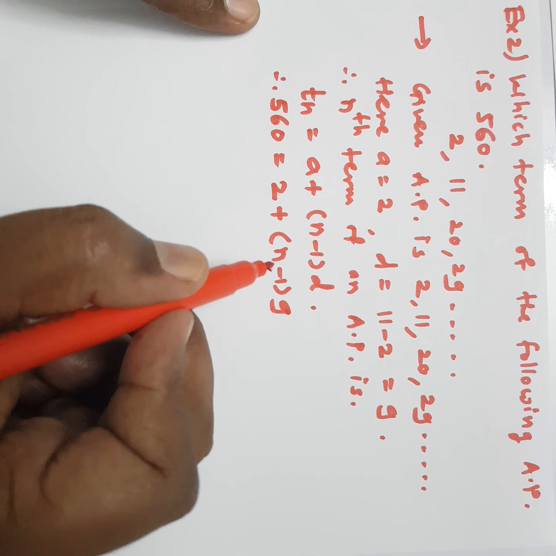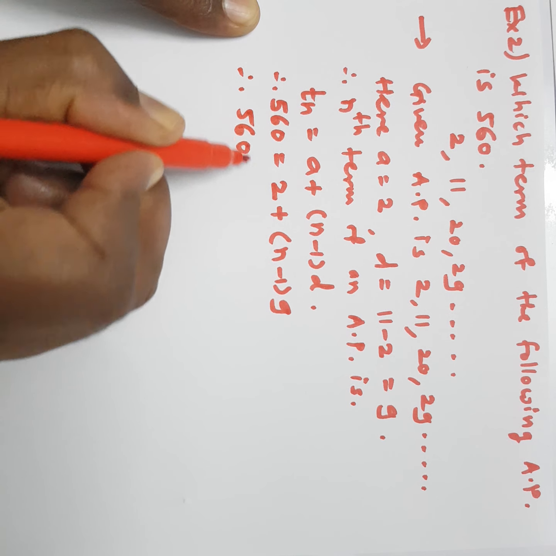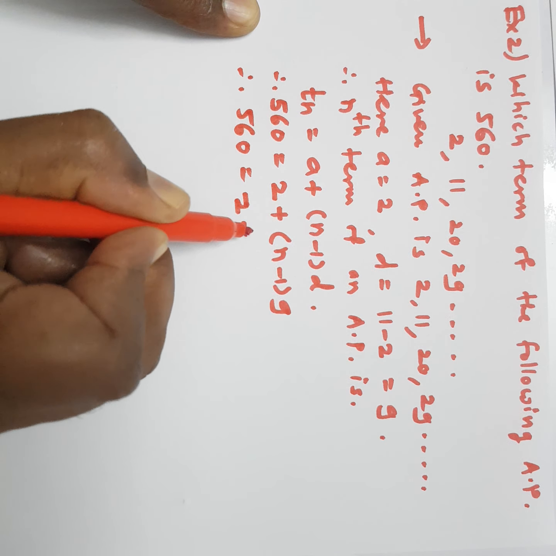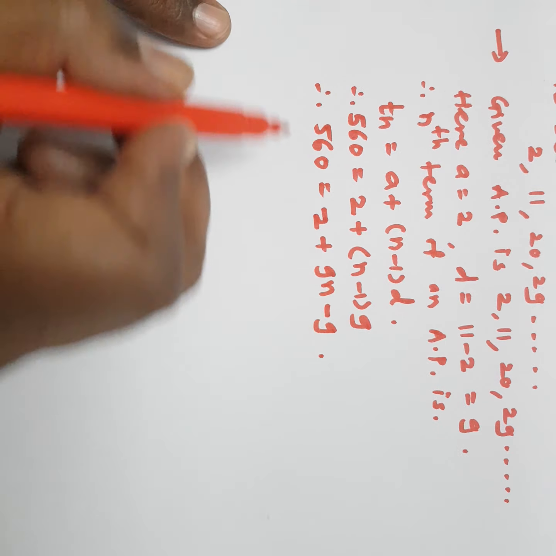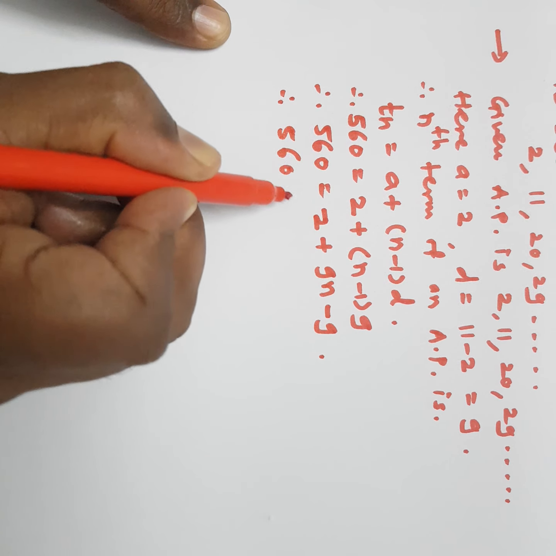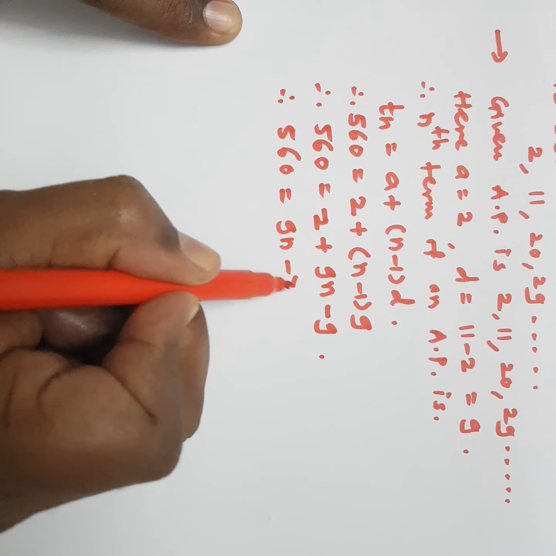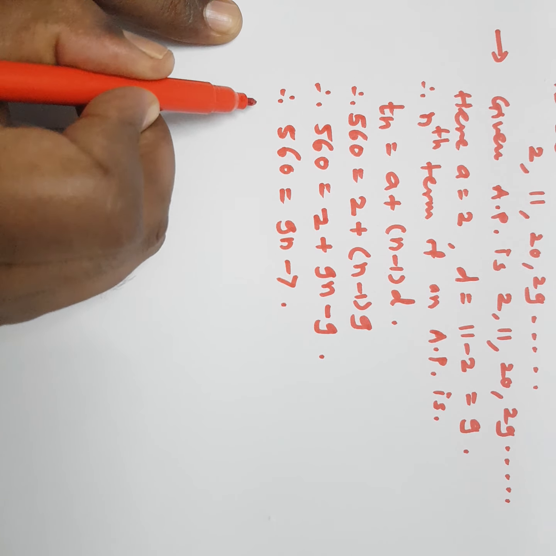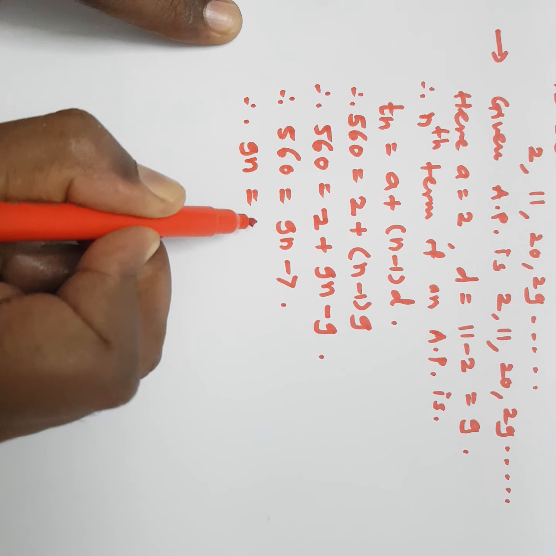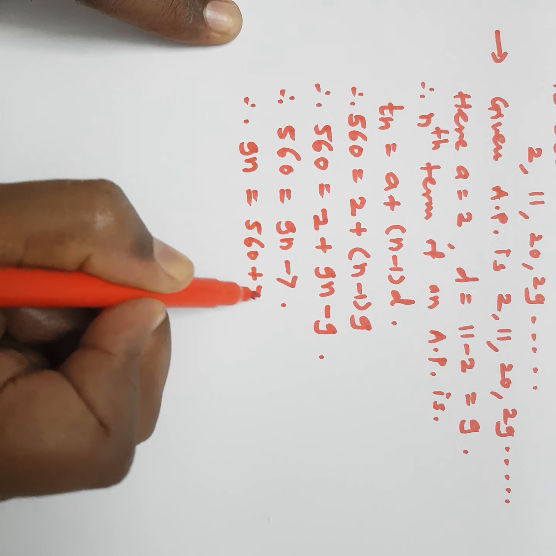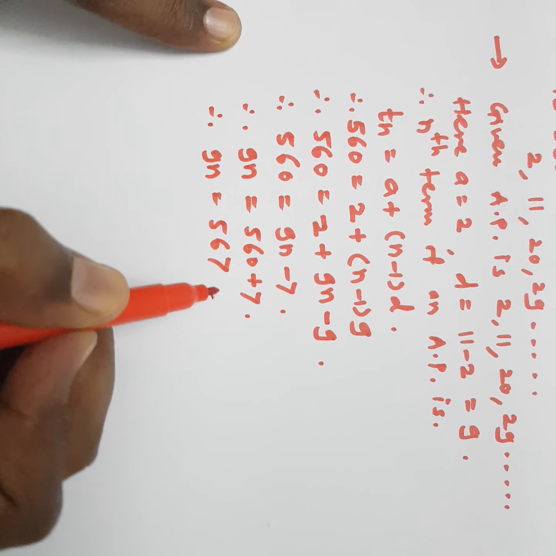Which term is it? Nth term means n. Therefore, 560 is equal to 2 plus 9n minus 9. Therefore, 560 is equal to 9n, 2 minus 9 is minus 7. Therefore, 9n is equal to 560 plus 7. Therefore, 9n is equal to 567.